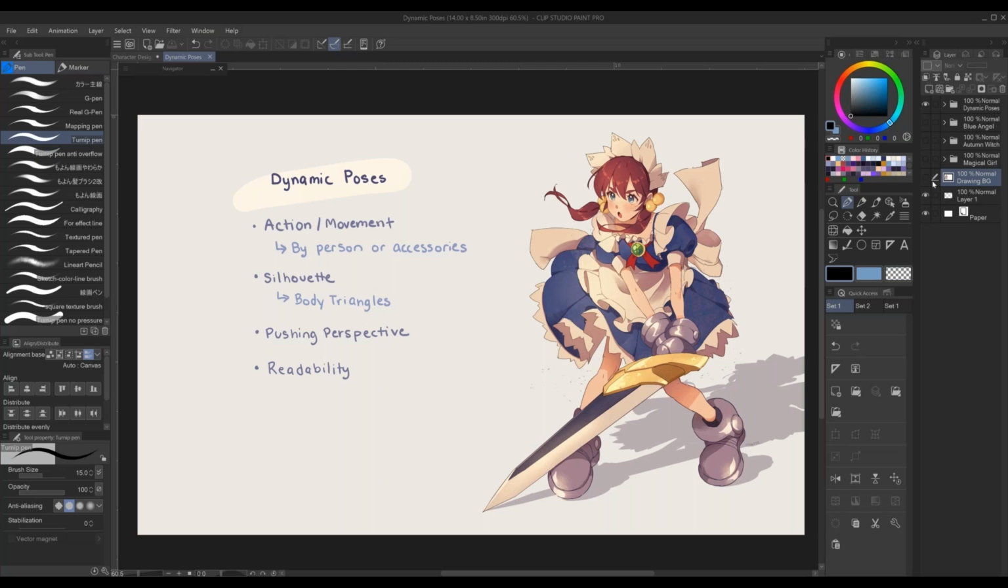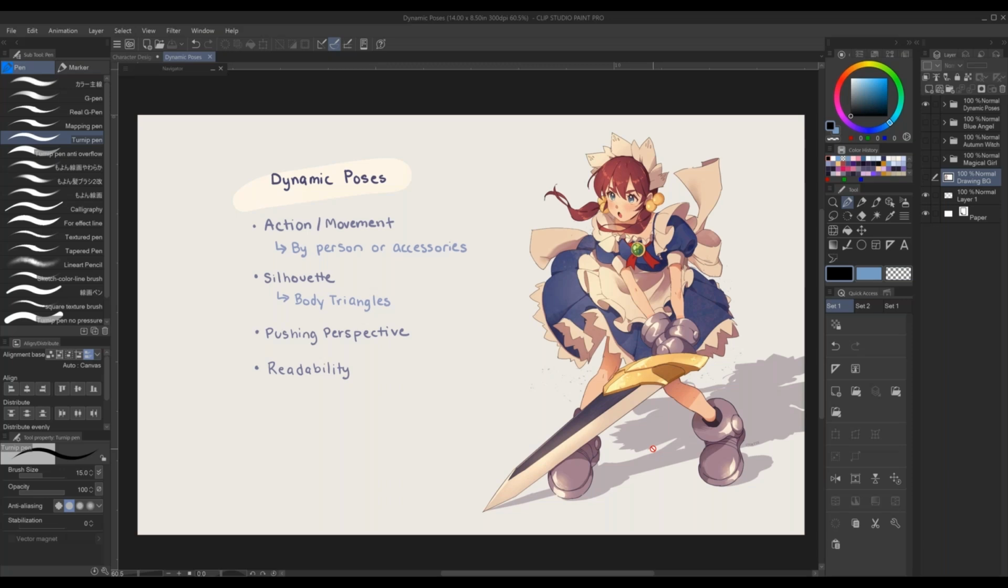I'm going to go over the different things that I want to touch on, and then I will show off the different ways that it's applied in my art, and then we're going to try to end off with sketching a dynamic pose from scratch. So the things that I want to note in this dynamic pose discussion are action and movement.